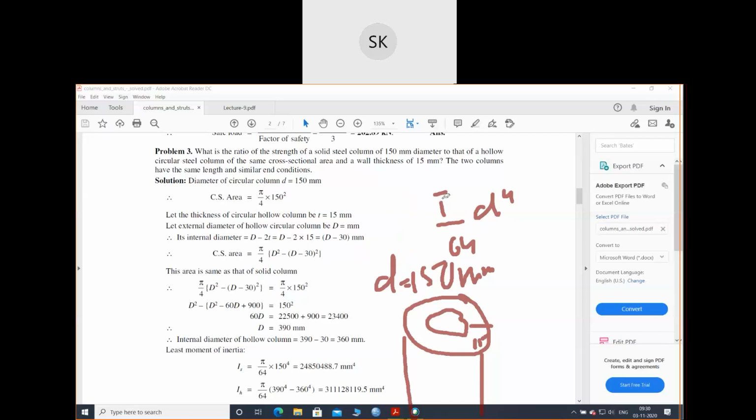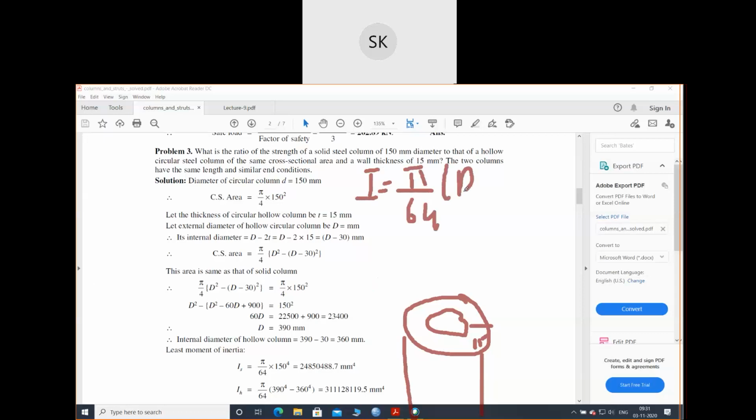Let's concentrate on the hollow section. In the hollow section, only the thickness is given. So how will you find the external and internal diameter? Before that, you should know why you need them. For a hollow section, you can find the I value as pi by 64 times capital D to the 4 minus small d to the 4. This capital D is the external diameter and this small d is your internal diameter, right? You don't have these diameters, only the thickness is given, which is 15 mm.